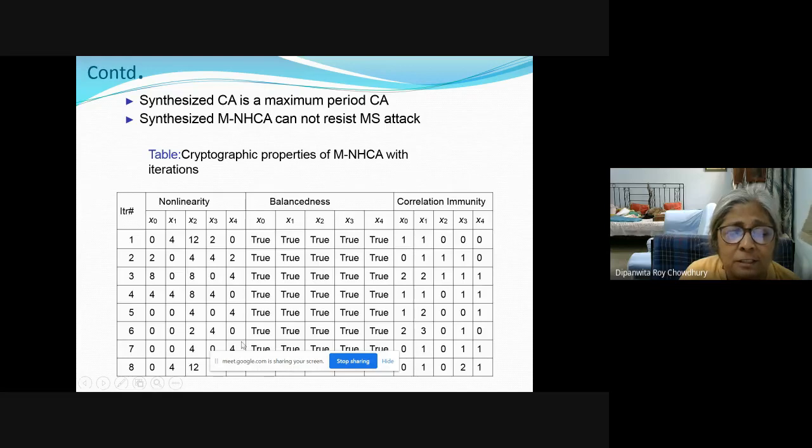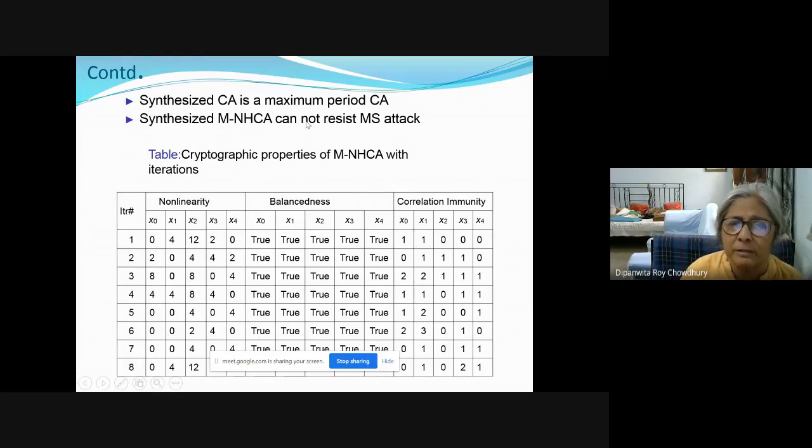the nonlinearity decreases. Why? This is only because I have taken only 5 bits here. That's why, see, after these cycles, they are not getting this property. Balancedness, because it is cellular automata, balancedness is fine. We are getting balancedness. And this is correlation immunity. Again, see, this correlation immunity is good here, but it is actually changing. And again, it is not good because I have taken only 5 bits here. That's why.